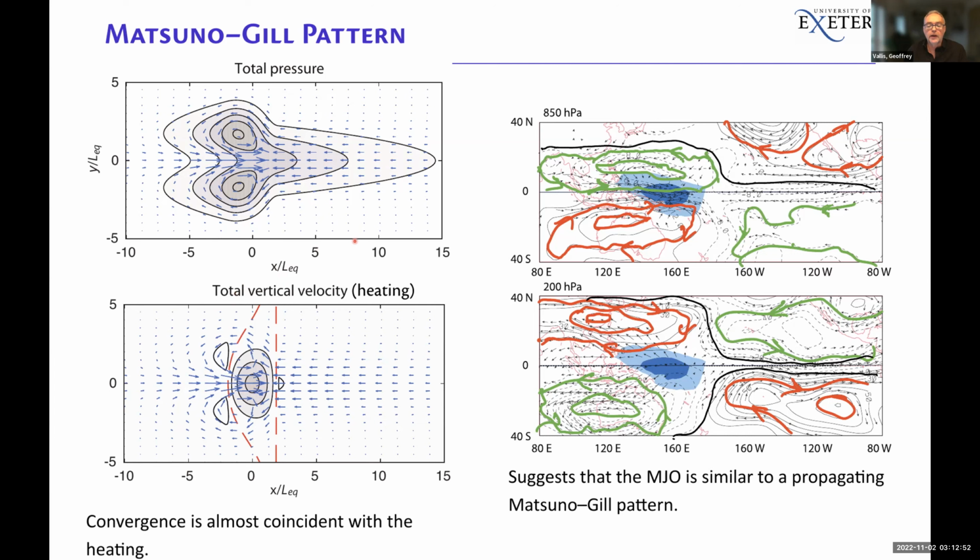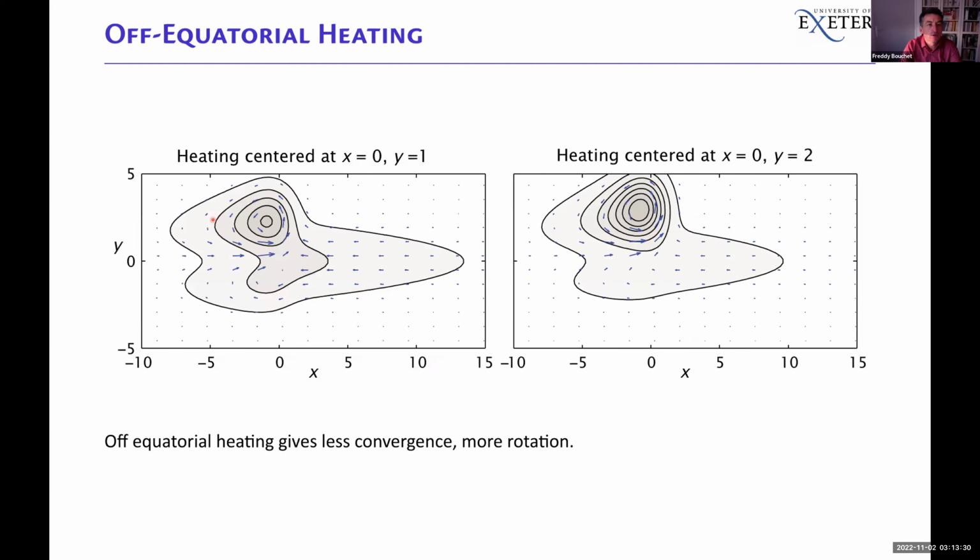Now, this is all dry fluid dynamics, but it does suggest that the Madden-Julian oscillation, which you can see in the right-hand plots, is pretty similar to a propagating Matsuno-Gill pattern. The Matsuno-Gill pattern is a stationary pattern due to stationary heating. But this entire pattern then moves eastwards across the equator, maintaining its structure. So it's really suggested that what we have here is a propagating Matsuno-Gill pattern.